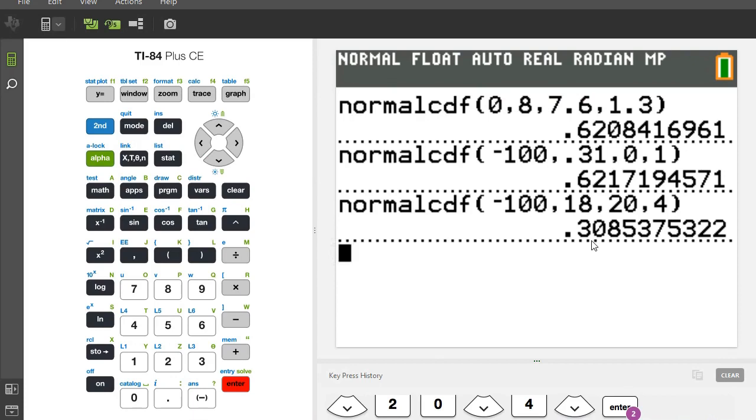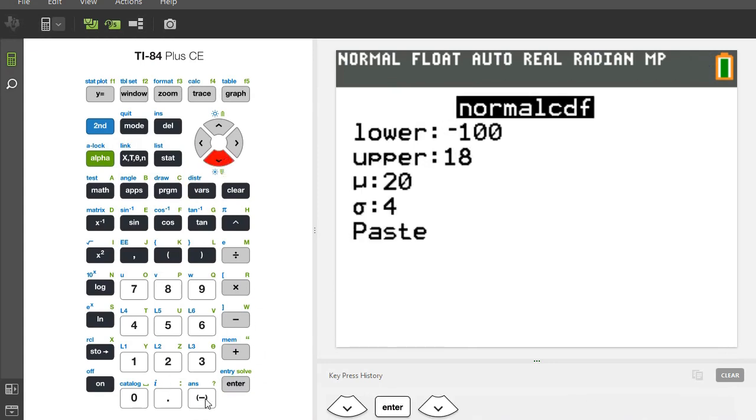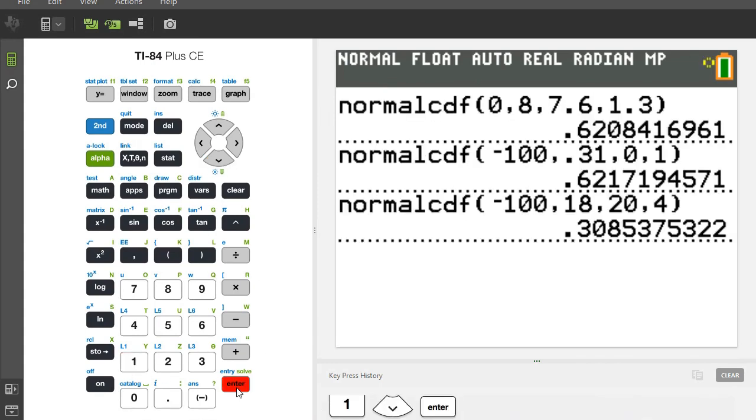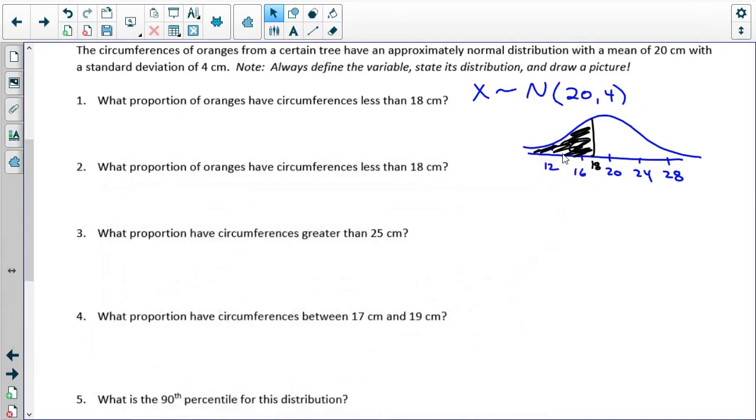So that will give me 0.3085. I could also do this with normal CDF, saying that my z-score was -1/2, because 18 minus 20 is -2, and -2 divided by 4 is -1/2. So if I do this with z-scores, my mean is 0 and my standard deviation is 1. I'm going to get the exact same answer for my normal CDF calculation. So the area under the curve is 30.85% of the area. So 0.3085 is my proportion.